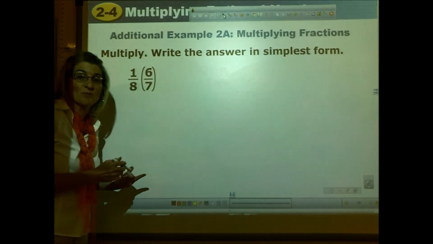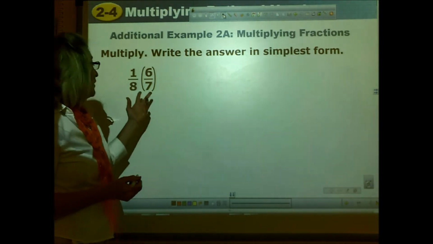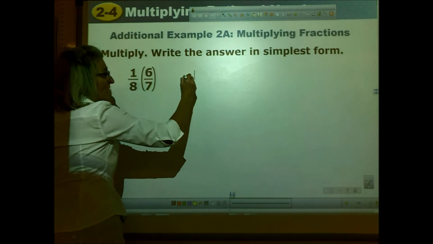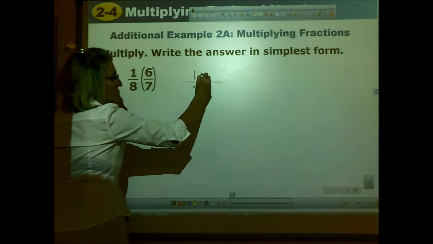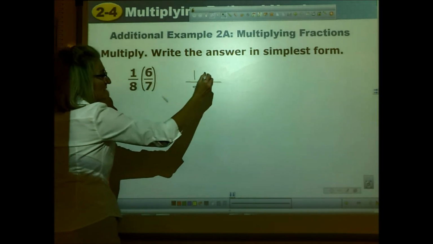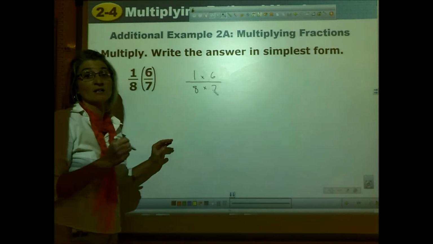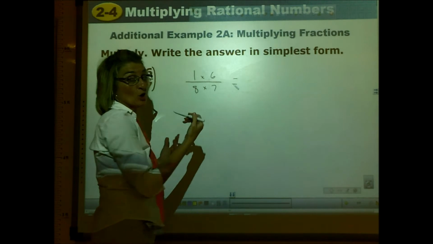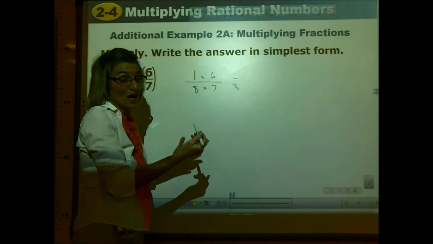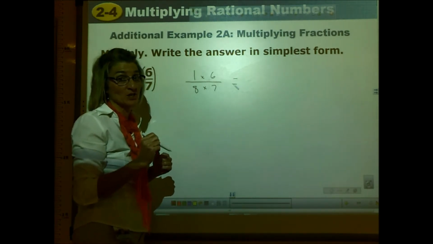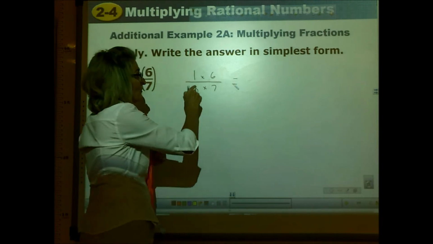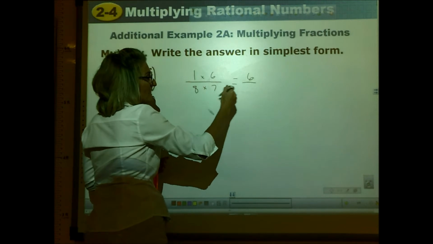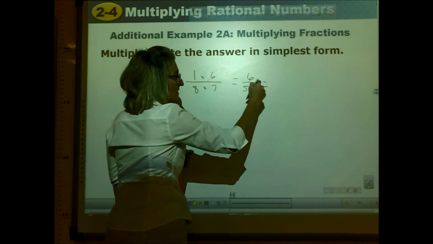Okay, this time we're going to multiply a fraction by a fraction. They're both positive, so my answer is going to be positive. So I'm going to take 1/8 times 6/7. And I'm going to work this out 2 different ways. The first way is, to me, the harder, more complicated way, but I'm going to see if you can catch on to the other way to make it a little bit simpler for you. Multiply straight across. 1 times 6 is 6. 8 times 7 is 56.